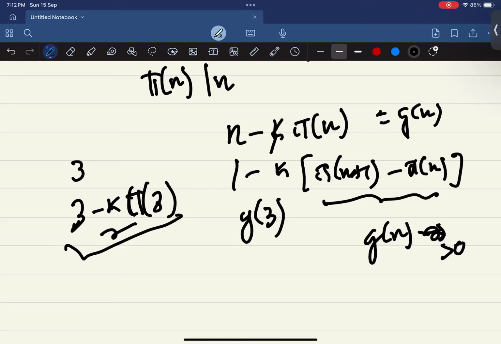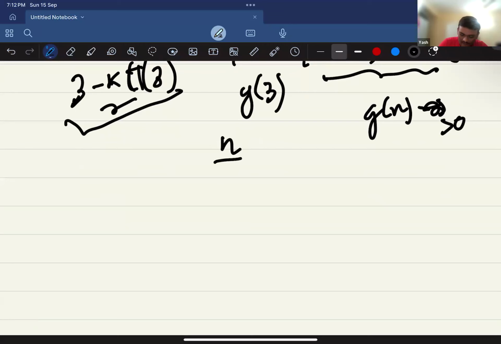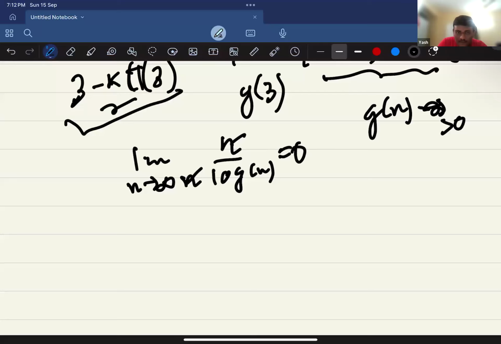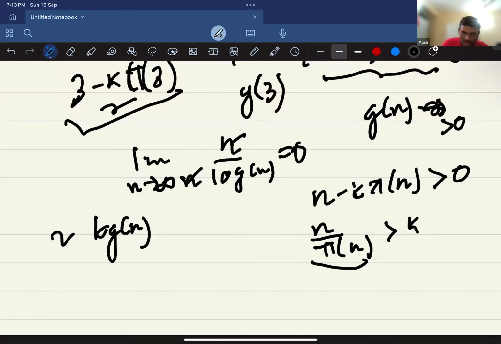That is because you know that the limit of pi(n) by n is 0, and log n is unbounded. So basically what I'm saying is that n minus k pi(n) is eventually positive. You can write this inequality, and it reduces to n minus pi(n) being greater than k. I'm not introducing any notation, but you know that this is roughly some constant times log n, right?